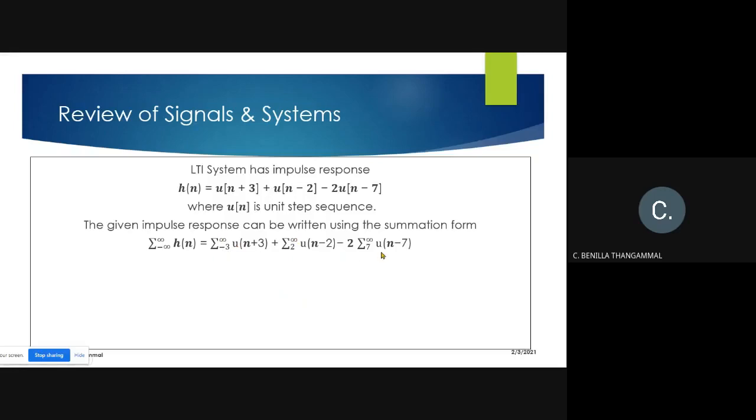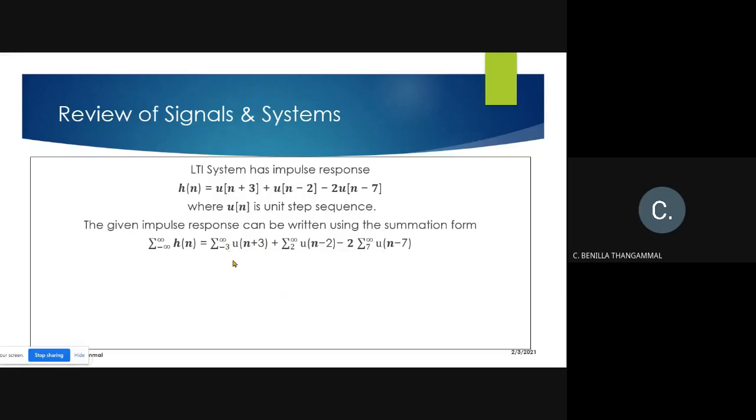So what happens from n equals 7 to infinity? The product term gives 2 into minus 2 into 1, so it will be minus 2. Here also from 7 to infinity the value is 1. So 1 plus 1 is 2, and 2 minus 2 will be 0. So from 7 to infinity the value will become 0. Before 7 to infinity, you have some values. Before 7 is 6.